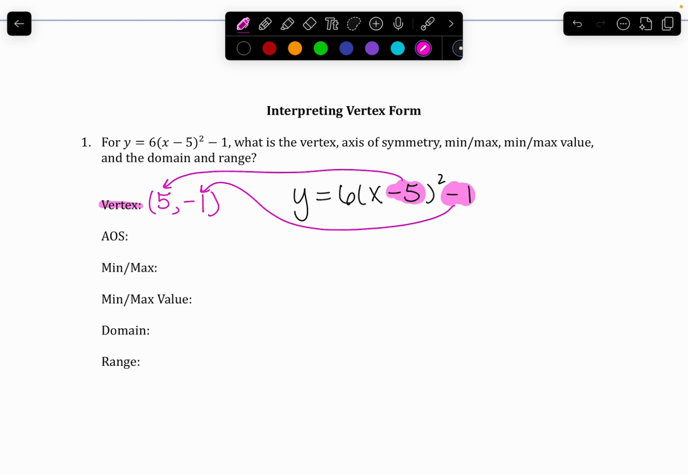We don't have to graph this to know what our axis of symmetry is. Our axis of symmetry is just the x value of our vertex.